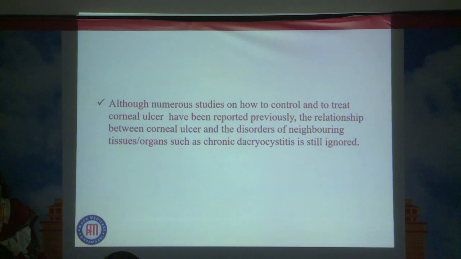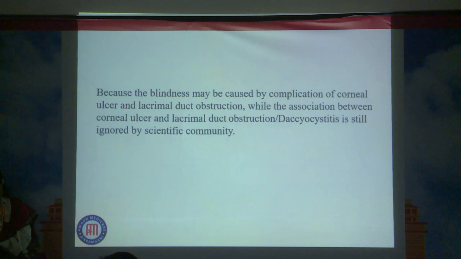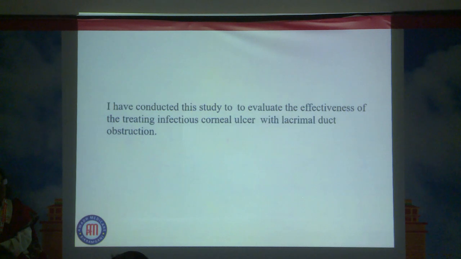Although numerous studies on how to control and treat corneal ulcer have been reported previously, the relationship between corneal ulcer and disorder of the neighboring tissue organ, such as chronic dacryocystitis, is still ignored in many cases. Blindness may be caused by complication of corneal ulcer and lacrimal duct obstruction, while the association between corneal ulcer and lacrimal duct obstruction is still ignored by scientific communities. I have conducted this study to evaluate the effectiveness of treating infectious corneal ulcer with lacrimal duct obstruction.